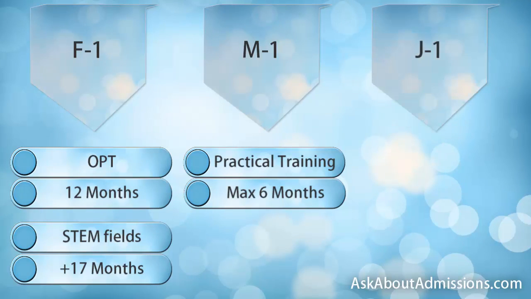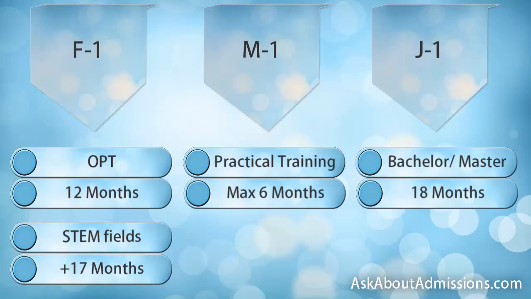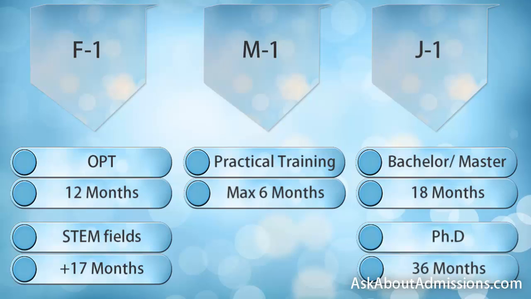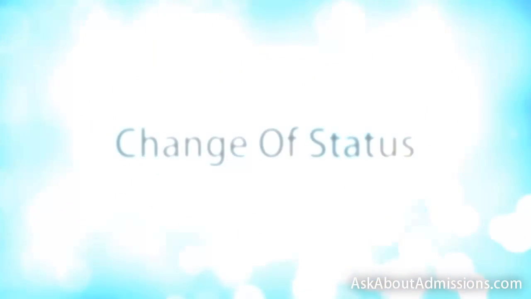For J1 visa holders, the length of time varies depending on the degree awarded. Graduates with bachelor or master's degree may enter a training program for a maximum period of 18 months, while postdoctoral students can receive practical training for a maximum period of 36 months.